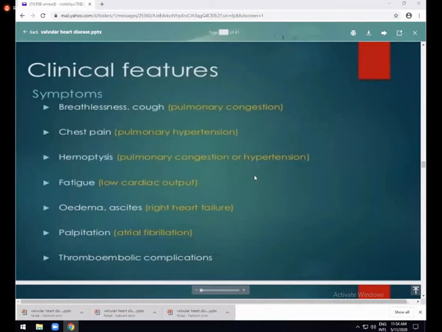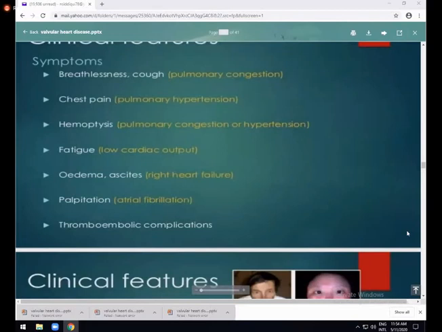Sometimes patients with mitral stenosis also present with hemoptysis, that is, blood in the sputum, which is due to pulmonary congestion or hypertension. Fatigue and palpitation can occur. Sometimes, because of the enlarged left atrium, there is blood stasis and the formation of clots, which can dislodge and give rise to stroke or other thromboembolic complications. So patients with mitral stenosis can present with these symptoms.